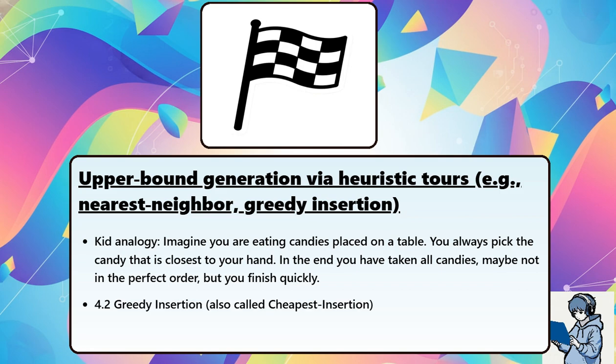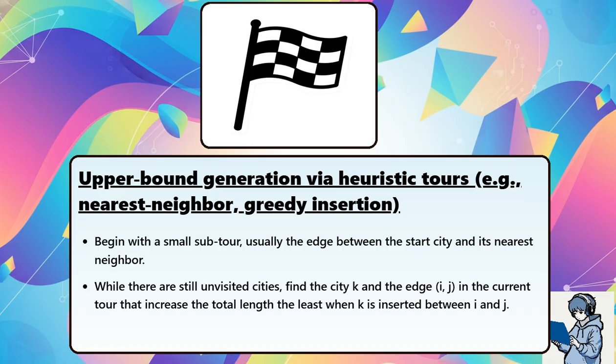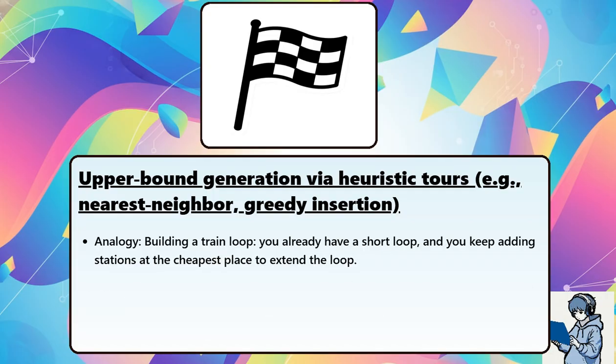4.2 Greedy insertion, also called cheapest insertion. Begin with a small subtour, usually the edge between the start city and its nearest neighbor. While there are still unvisited cities, find the city K and the edge I and J in the current tour that increase the total length the least when K is inserted between I and J. Insert K there and repeat. Analogy: building a train loop. You already have a short loop and you keep adding stations at the cheapest place to extend the loop.